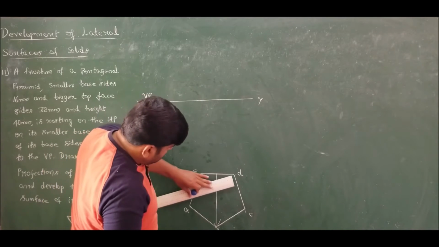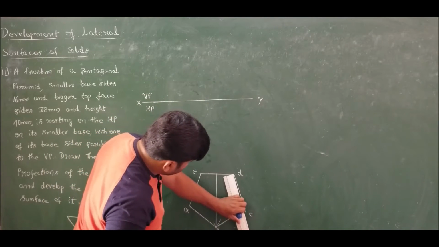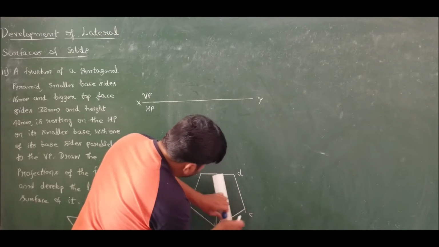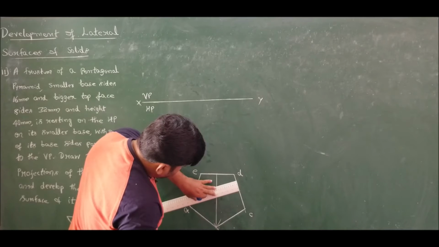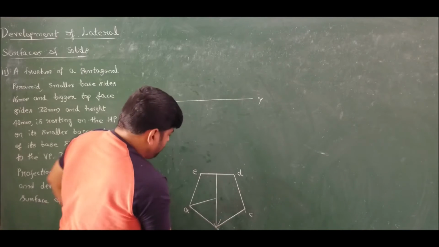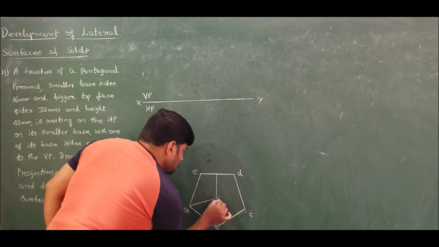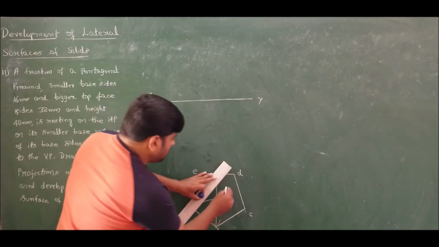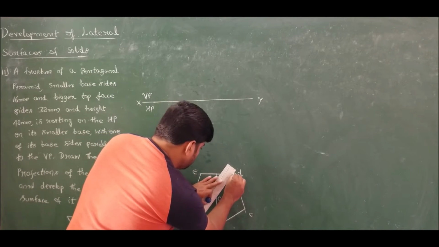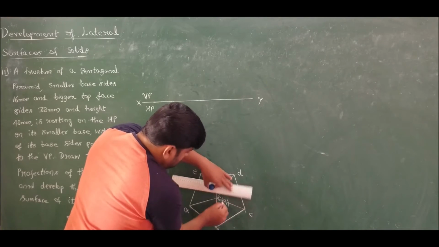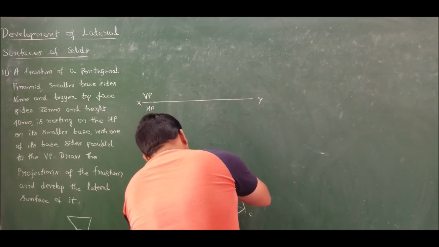Similarly from here I will draw a perpendicular bisector to this side. Measuring the center, I will draw a perpendicular bisector from here. So this is the center, O and O1. Now since this is a pyramid, connect from all the corners to the center. That is to say that the slant edges are visible in the top view.